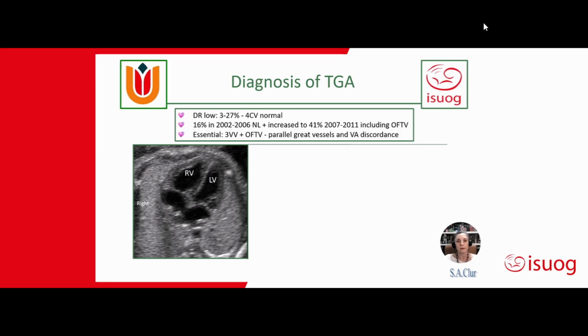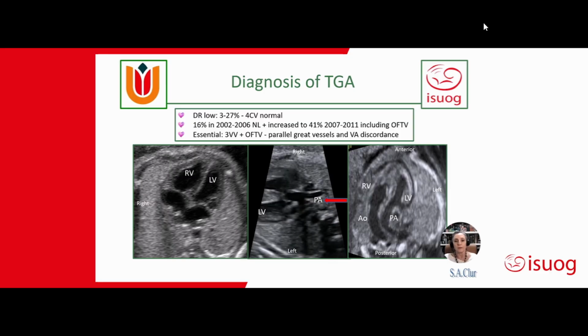Generally speaking, the diagnosis of transposition of the great artery has had low detection rates worldwide. In 2007, we started a national screening program for congenital heart defects in the Netherlands. In the 5-year period before that, our detection rate was 16%, and in the 5-year period thereafter, it had increased to 41%. In this screening program, it was obligatory to include the 4-chamber and the outflow tracts. So this showed us how important it was to have the outflow tracts as part of your screening program.